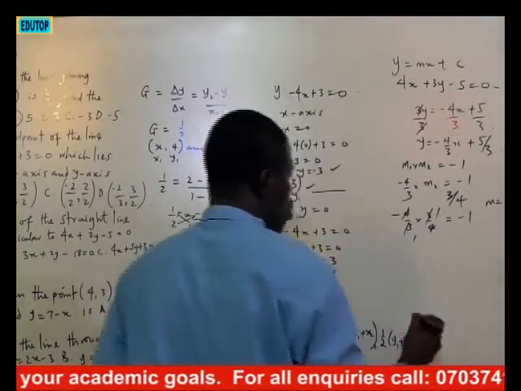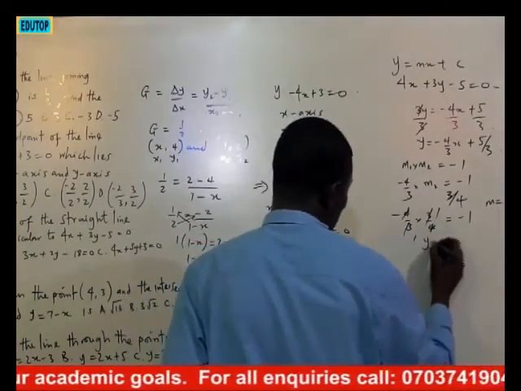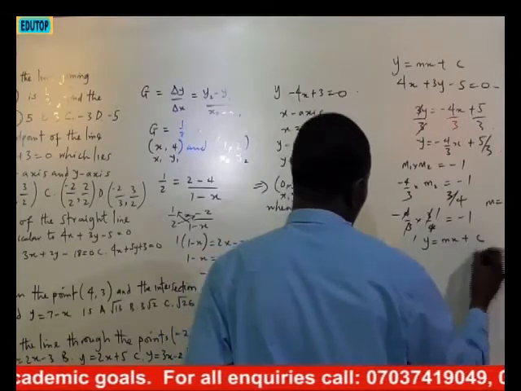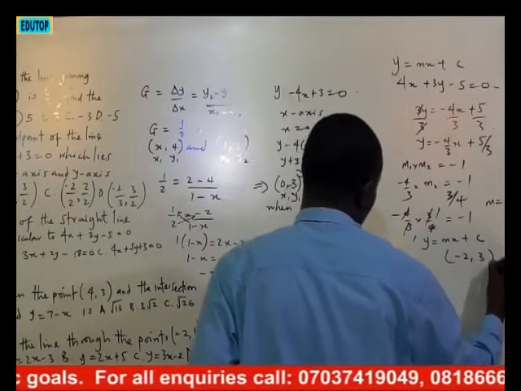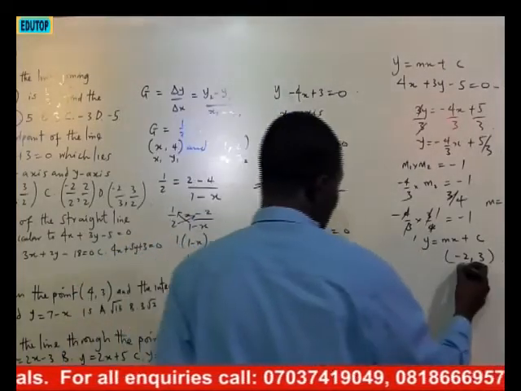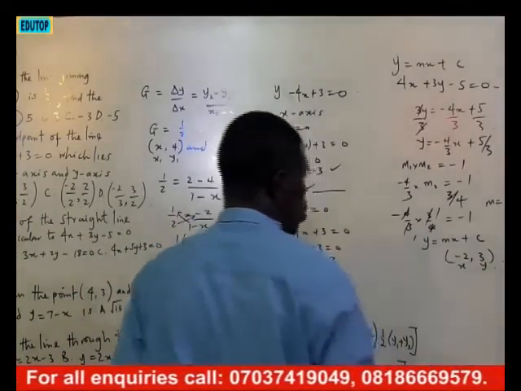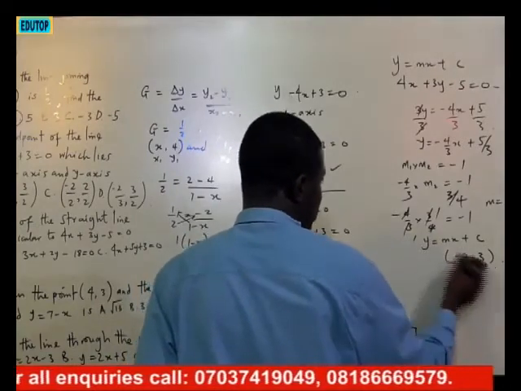Then we go back to our equation of the line, which is y equals mx plus c. Remember that the coordinate is given: minus 2, 2 over 3. Now at this point, this is our x, this is our y. So automatically we have, what is our y? 3.